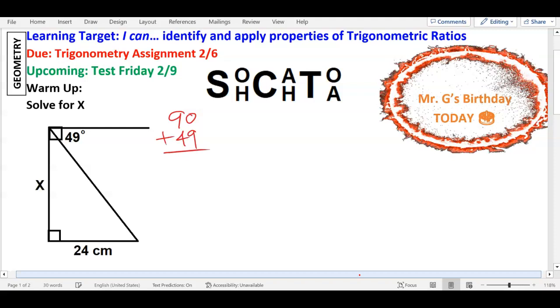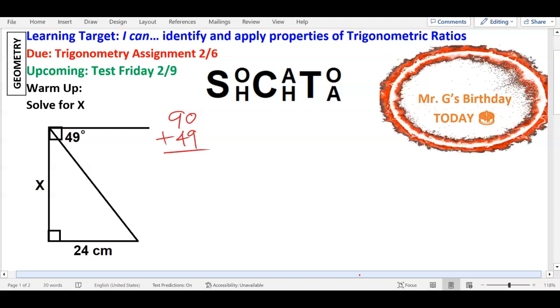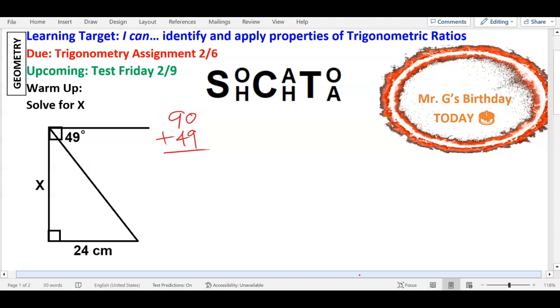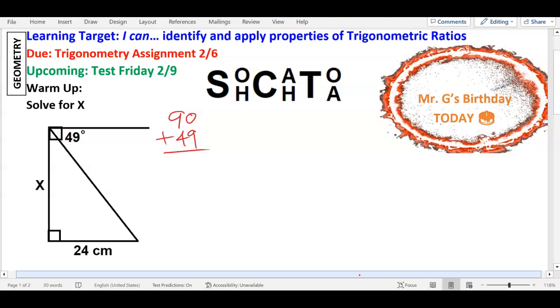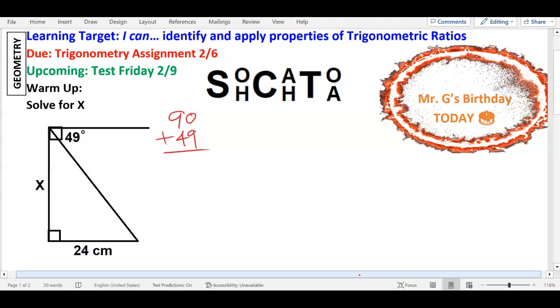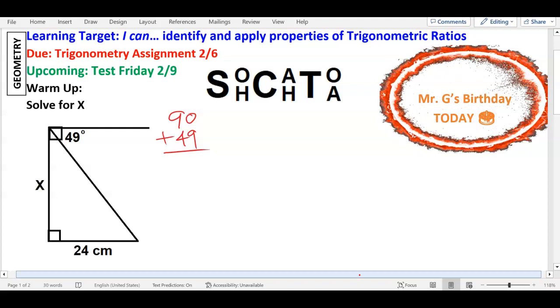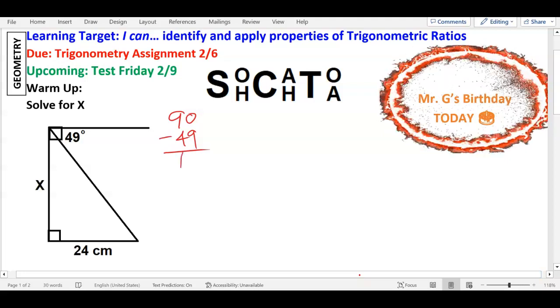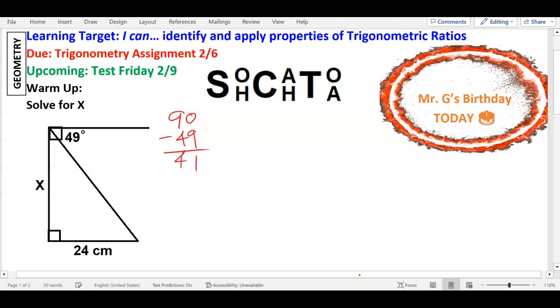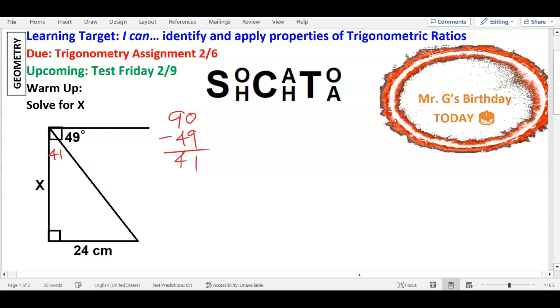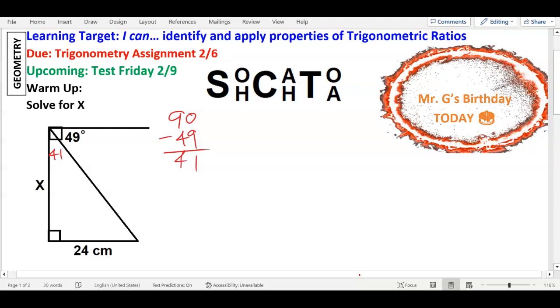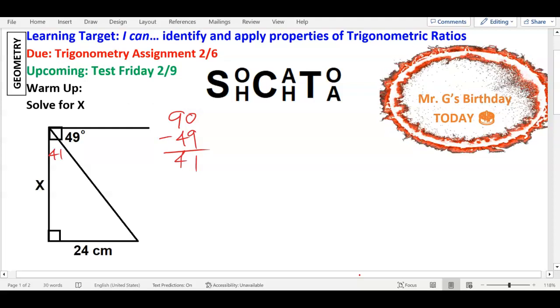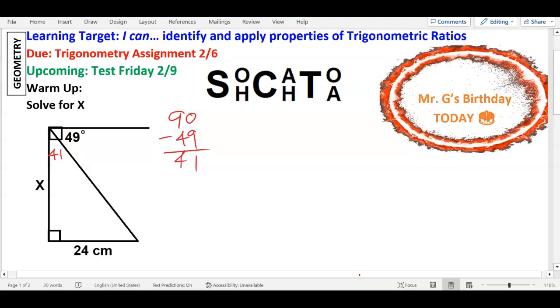What do I get when I subtract? Oh, my bad. That's a subtraction sign. 41. Thank you. It is 41. So go ahead and write 41 right here. Now, starting at 41, you want to label OHA: the opposite, the hypotenuse, and the adjacent. So put a little arc here.